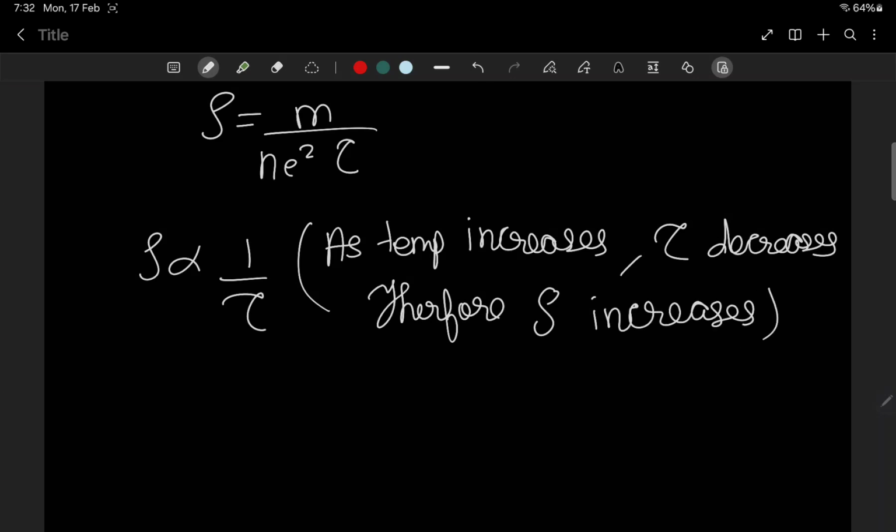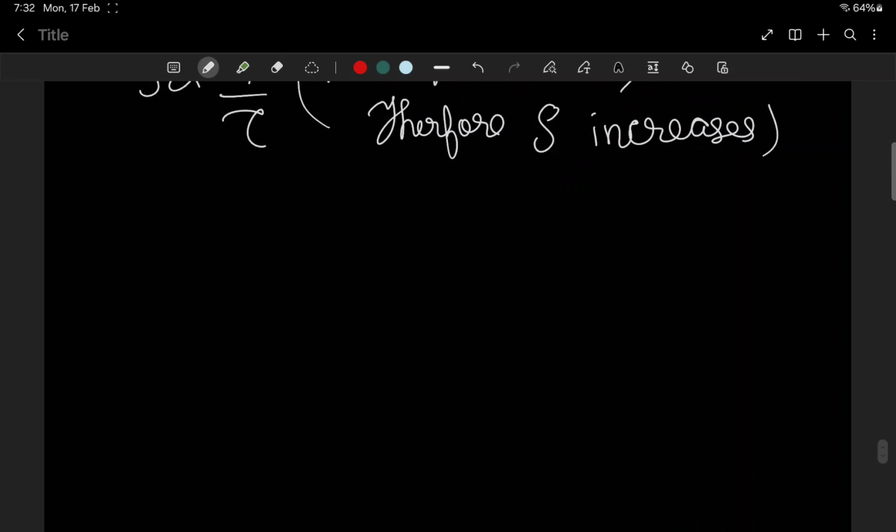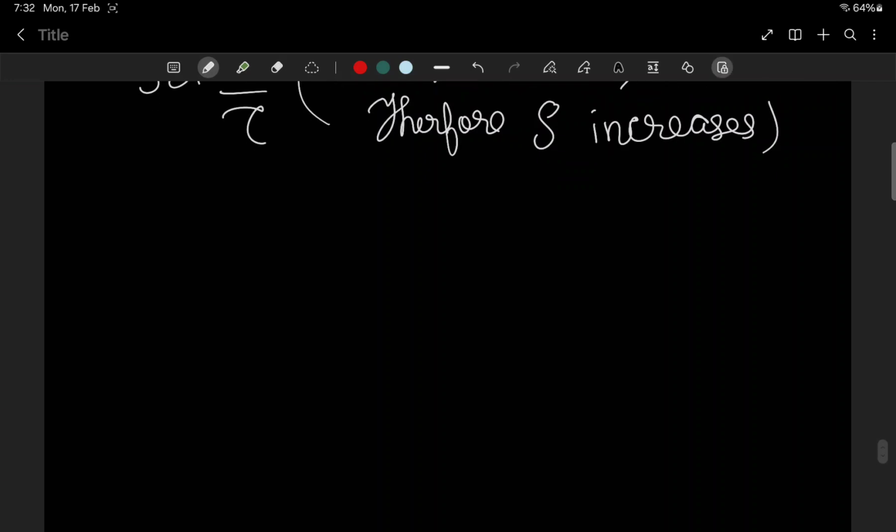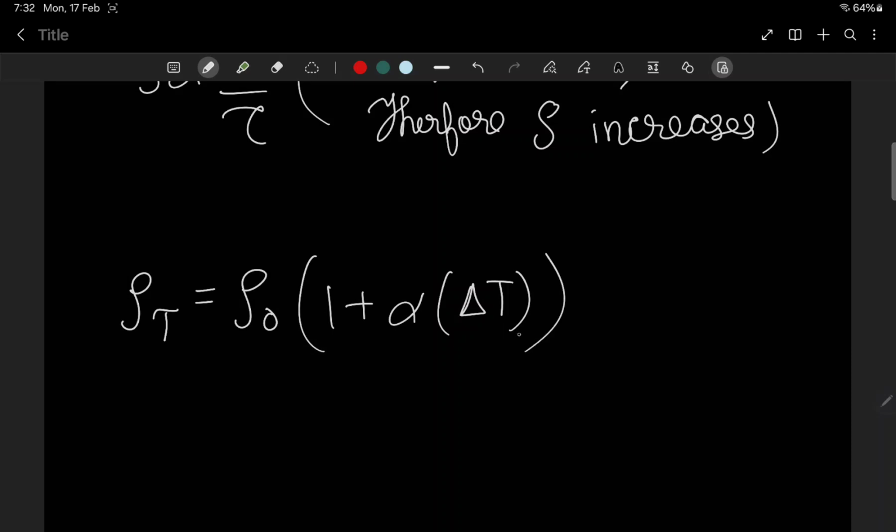As temperature increases for a conductor, conductor resistivity increases. That's dangerous. So it exploits the character of conductivity of these metals. Now, if you need to find the resistivity rho at a specific temperature T, the formula is rho equal to rho naught, that is rho at room temperature, into 1 plus alpha delta T, the change in temperature.